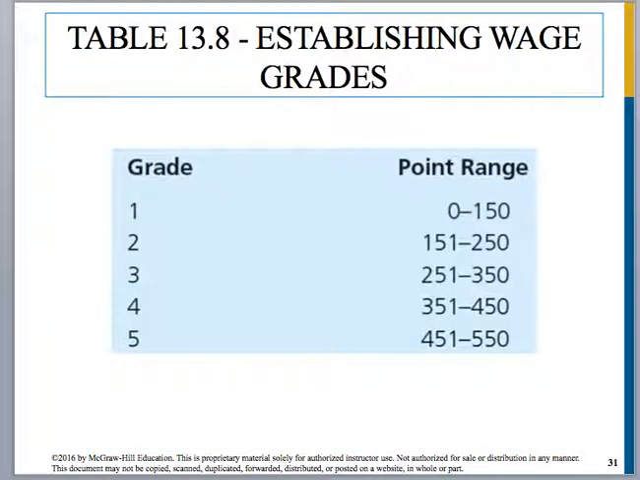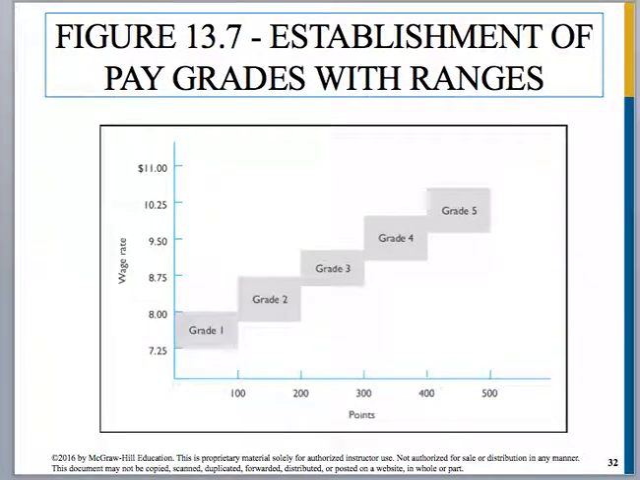Now, Table 13.8 establishes your wage grades. You see grades 1 through 5, and there's a point range of 0 all the way through 550. And you can see how that's broken up by grade. Then the chart here shows you the establishment of pay grades within ranges, and it's the same way. It's just giving you a different depiction from $7.25 an hour to $11 an hour, and then how that is broken up across the point scale of 0 to 600.